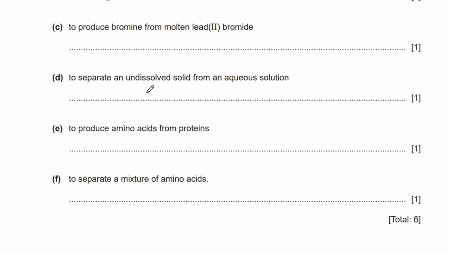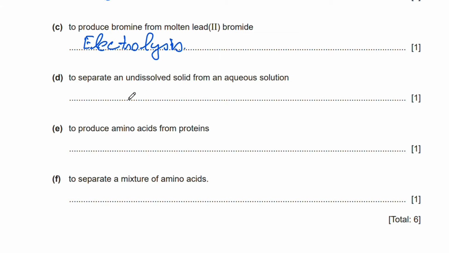Now, to produce bromine from molten lead bromide. Now this is done by electrolysis, and the bromine is obtained on the positive electrode.